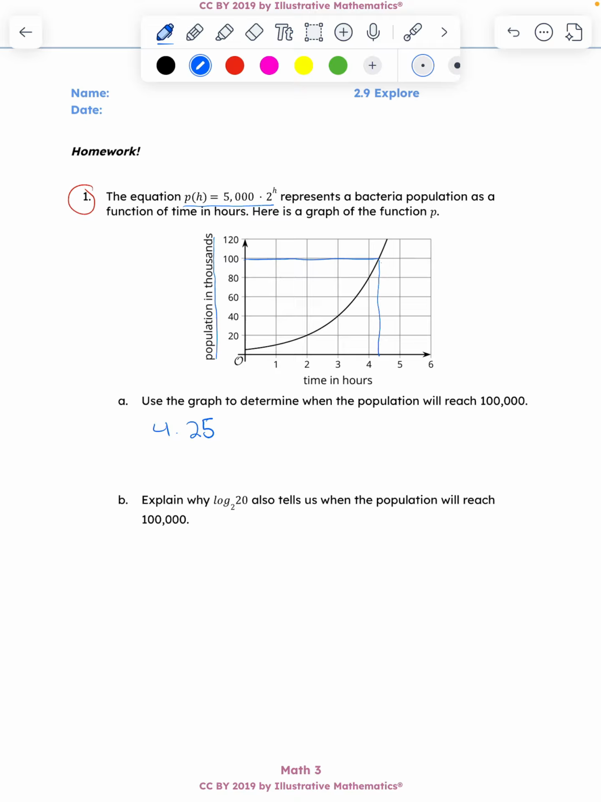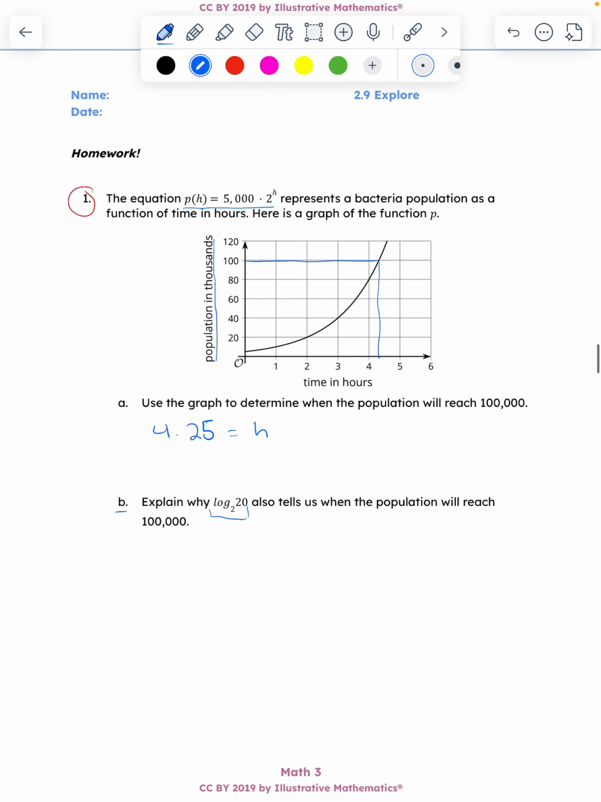But the good news is we have the function and we have the values, so we could solve for a precise answer at this point. And that's exactly what we're going to do. Part B is worded in a slightly confusing way. It wants us to say why log base 2 of 20 is going to give us that same answer, that close to 4.25 value in this function. The cleanest way to show why that expression is equivalent to H, the hours that pass when we reach 100,000 bacteria, is to plug into our exponential function and solve.